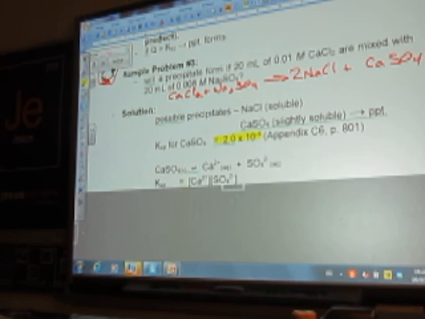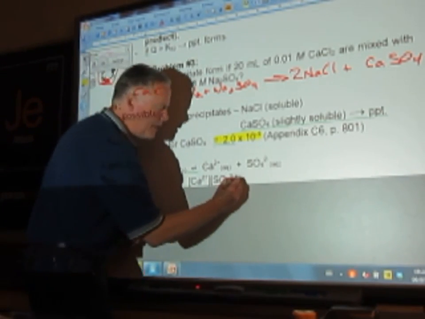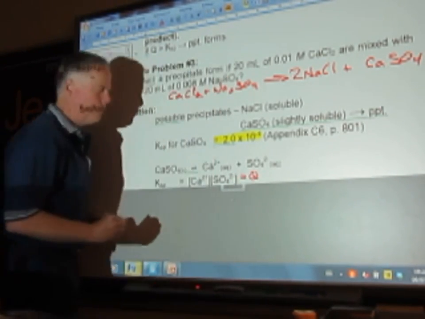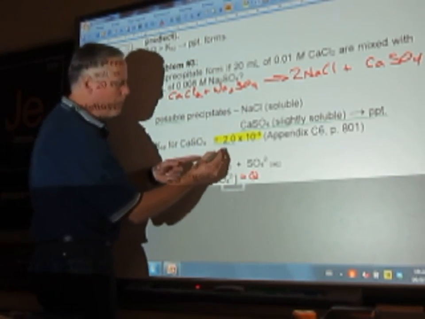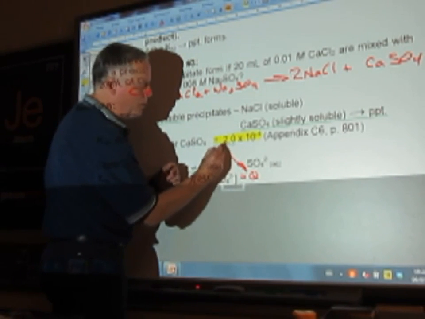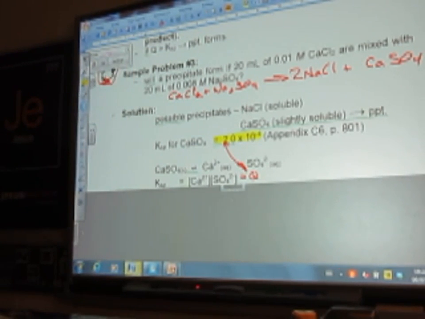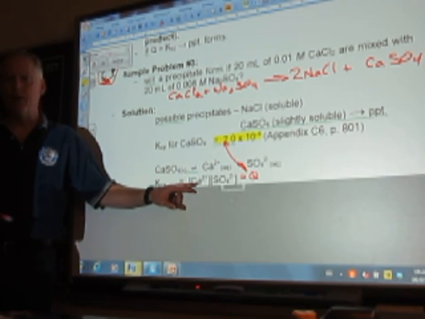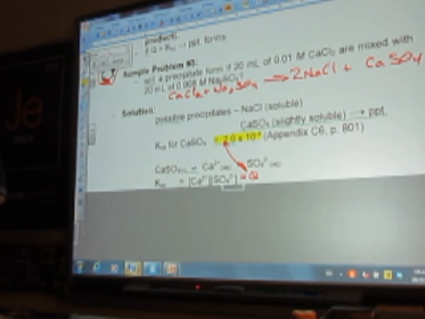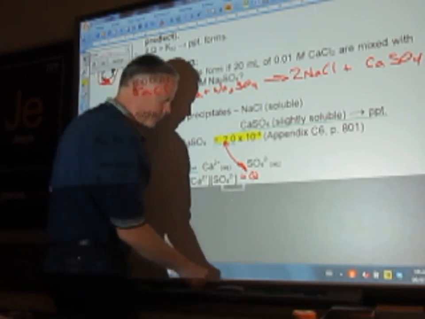Okay, so we know this is going to be Q. We're going to compare Q with the accepted KSP value. But in order to calculate Q, I need to know the concentration of calcium in my new mixture and the concentration of sulfate in my new mixture. How do we do that?